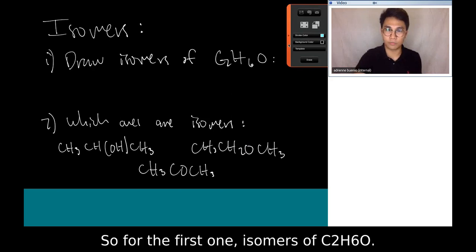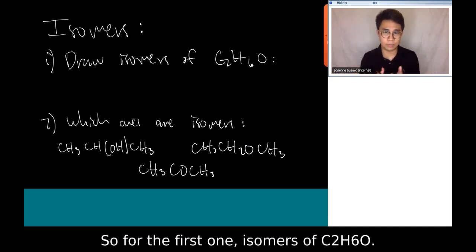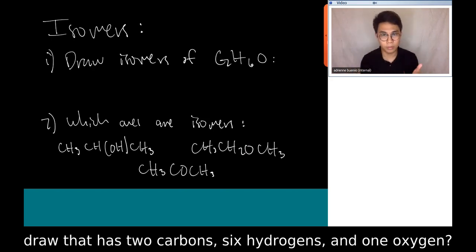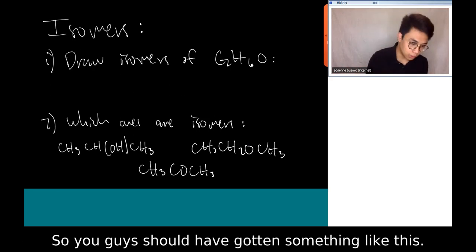Okay, for the first one, isomers of C2H6O: what molecules can you draw that have two carbons, six hydrogens, and one oxygen? You guys should have gone with something like this.